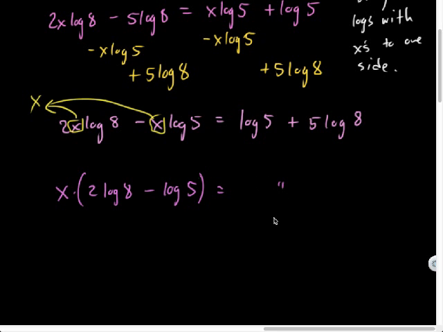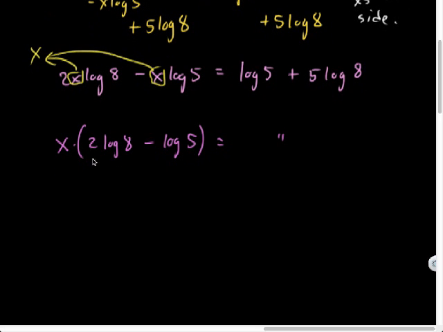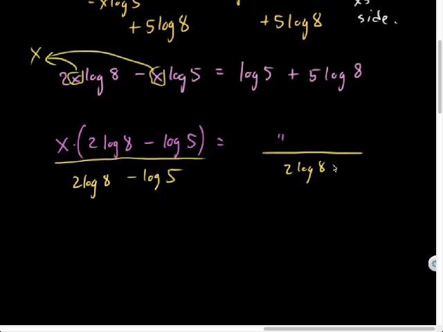equals all the same stuff, ditto marks, right? And now what would I do? Now 2 log 8 minus log 5, this is just some number being multiplied by x. How do I get x by itself? What would I do to both sides? Yeah, divide both sides by this big ugly thing, right? So x is going to equal approximately this whole thing divided by this whole thing, right?